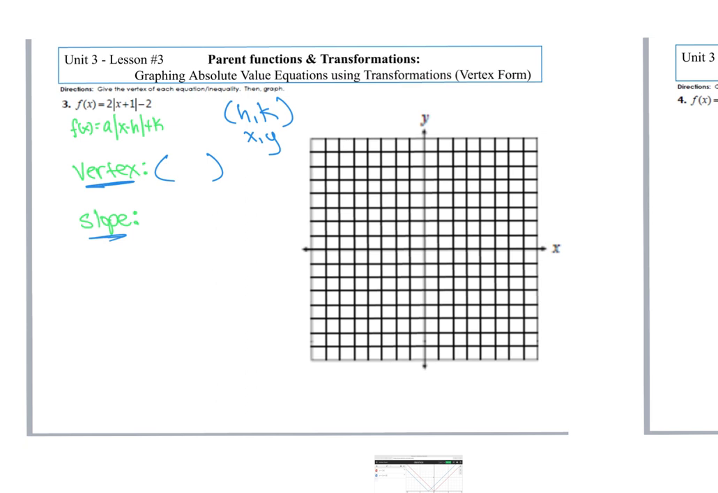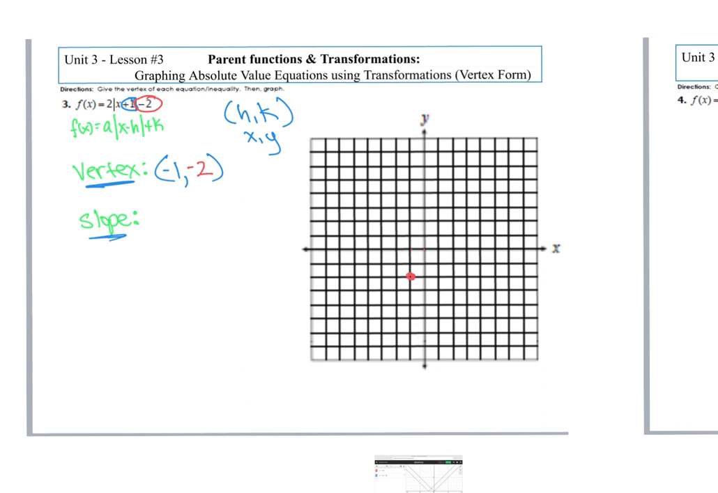So I get the x value of my vertex by taking the number that is inside with x and switching the sign to the opposite. So I get negative 1. The y value of my vertex comes from what is on the outside of the absolute value bars to the right of it, and that's a -2, and we keep the sign the same. That's the rule. Sooner you learn it, the better. So we're starting at the origin, we go left 1 and down 2, plant our dot.